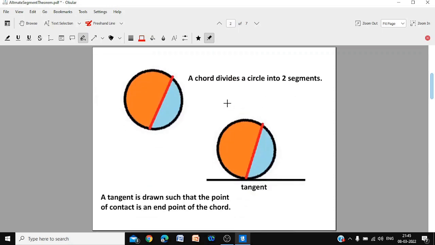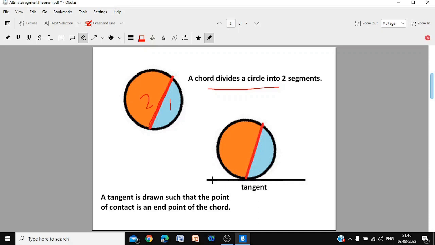A chord divides a circle into two segments. Here you have a chord, and you have got segment 1 and segment 2. You can of course name it anyway. You can call this one segment 1 and that segment 2. Whatever be the naming, we have two segments.